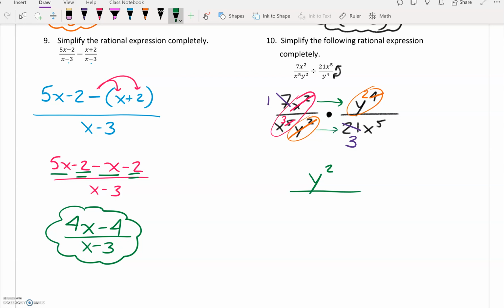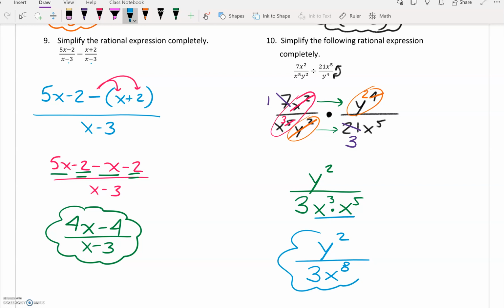And then I've got times 3 times x to the 5th power. Okay, I'm going to go ahead and write the 3 first. And then if I've got x to the 3rd power times another x to the 5th power, there's one more thing I can do to finish simplifying. I can combine those. x times x times x, and then times 5 more is going to give me x to the 8th power. Okay, so my final answer is going to be y squared divided by 3 times x to the 8th power. And there is nothing else you can do to simplify those.